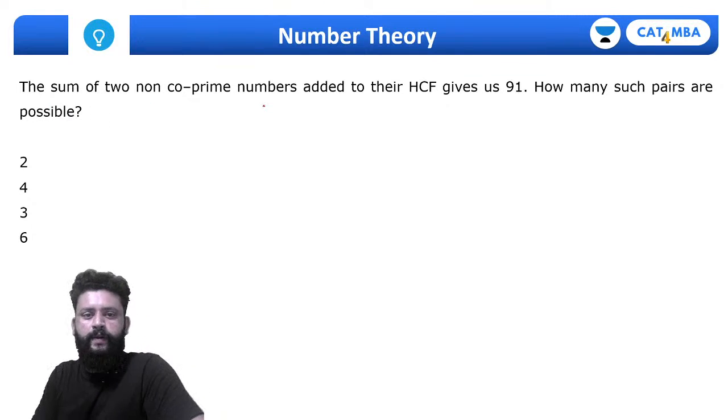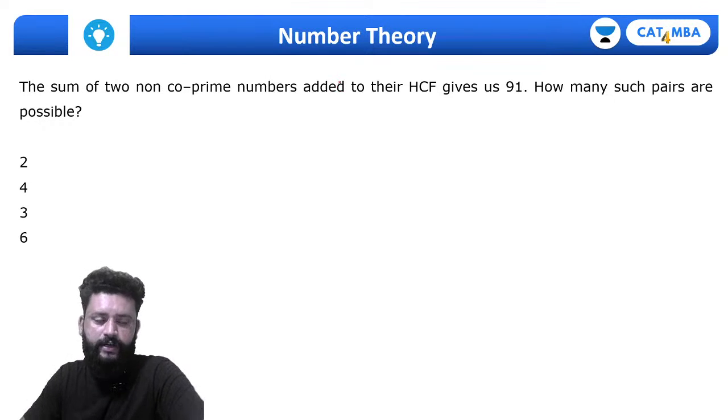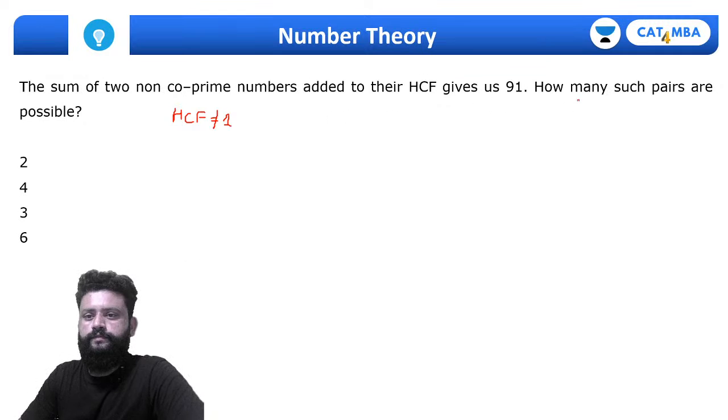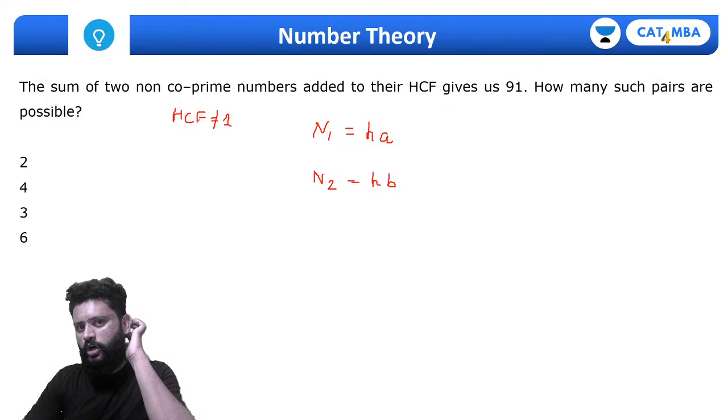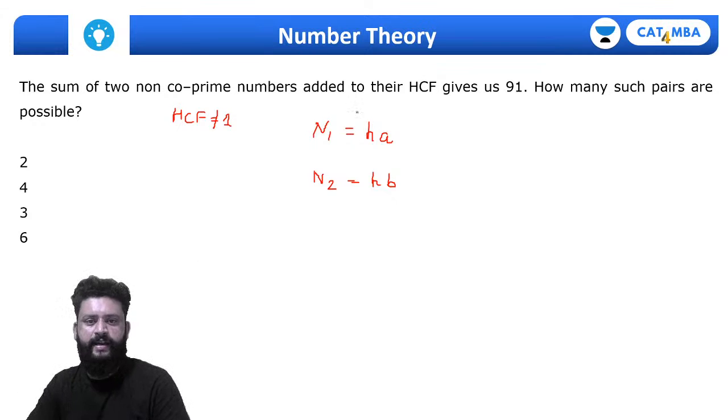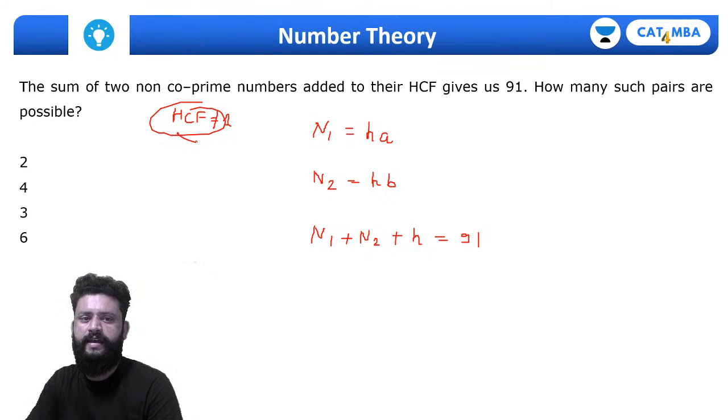The sum of the two non-coprime numbers added to their HCF gives us 91. Sum of two non-coprime means HCF is not 1. How many such numbers are possible? This is quite easy, and in the same way we just did, you can solve it. Let's take two numbers as n1, n2, and I'll take HA and HB. And we know the sum of two non-coprime numbers added to their HCF means it is n1 plus n2, as good as the previous question actually, right Krishna? Plus their HCF must be 91. Values are also the same, only HCF should not be 1.